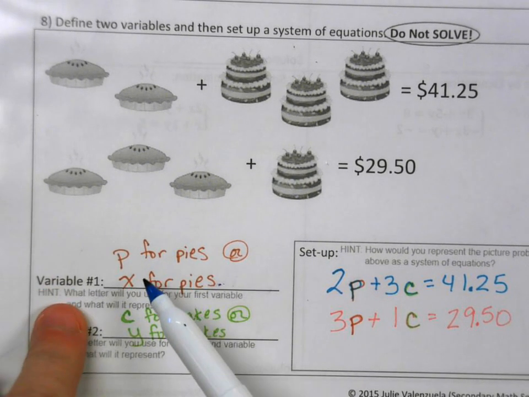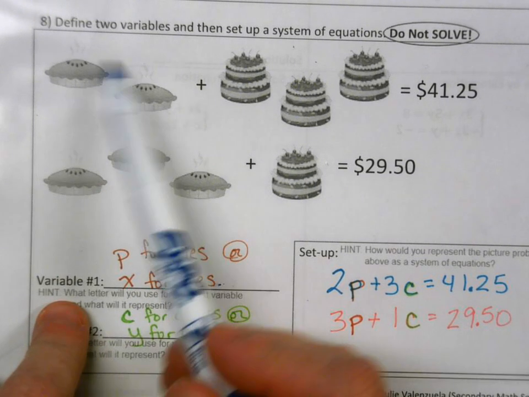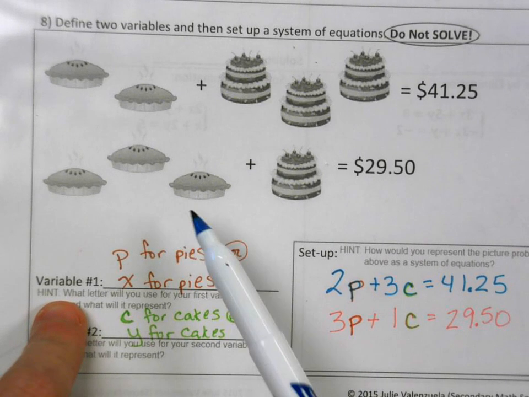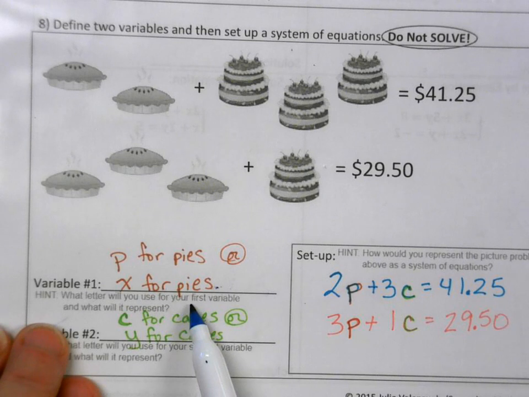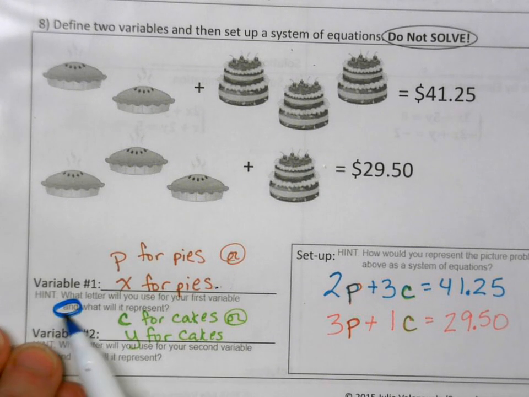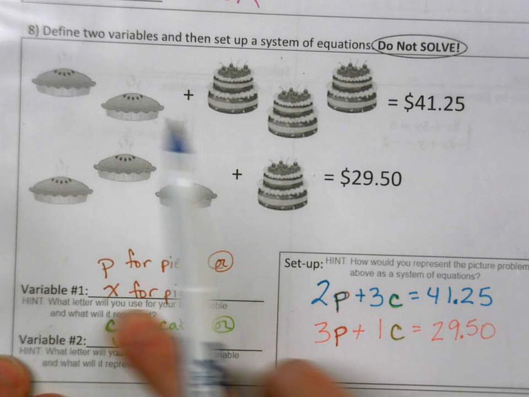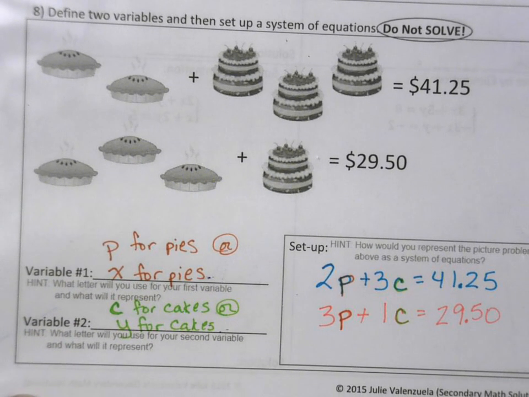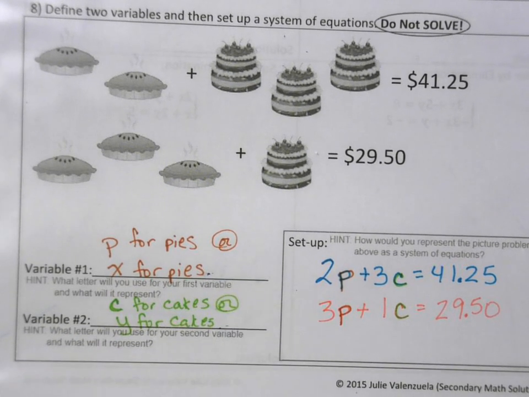So the first variable, looking at my picture, I need something to represent pies. Notice the hint down here says what letter will you use for the first variable and what will it represent. You couldn't just put a letter there because that doesn't tell me anything. You also have to tell me what it represents. So P for pies or X for pies.